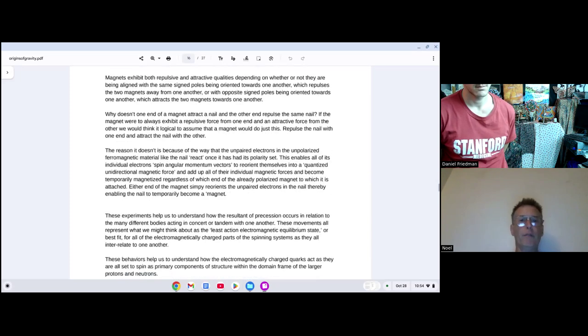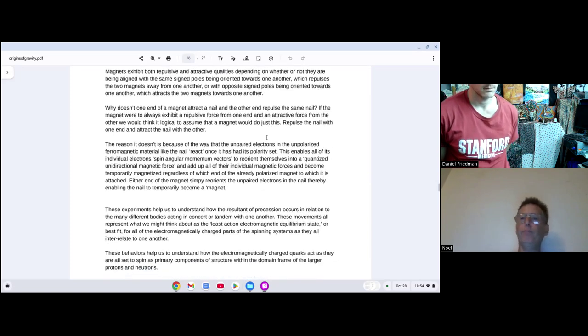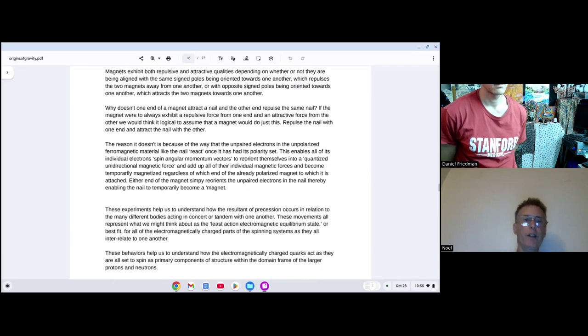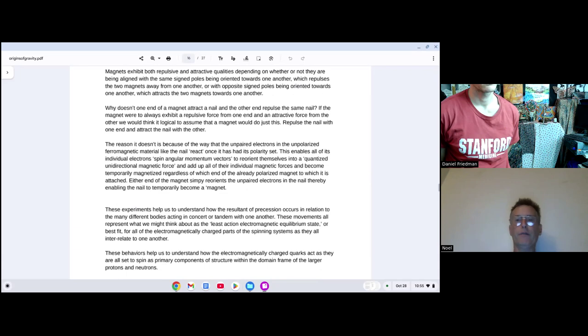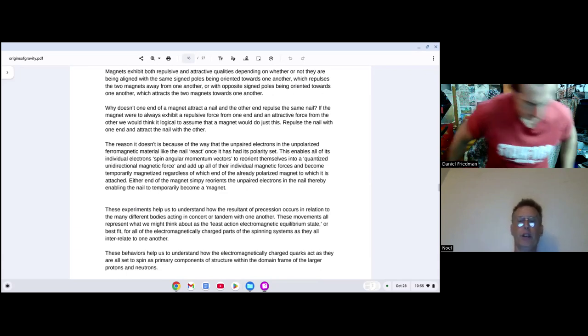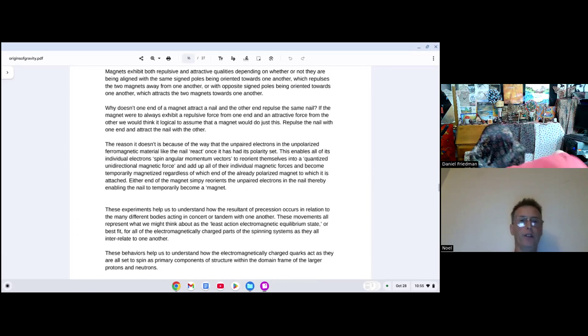Why doesn't one end of a magnet attract a nail and the other end repulse the same nail? See, if the magnet were to always exhibit a repulsive force from one end and an attractive force from the other, we'd think it logical to assume that the magnet would do just this: repulse the nail with one end and attract the nail with the other.